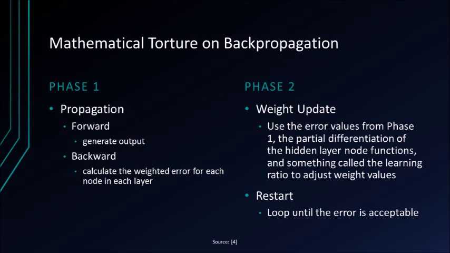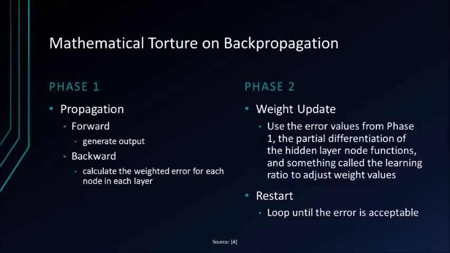Phase 1 is propagation, where it is split into 2 different parts. Part 1 is forward propagation, where it generates that first output. Part 2 is backward propagation, which takes the calculated error based on the output desired and the output obtained, and calculates the individual error for each individual node in the entire system. Phase 2 updates the weights associated between each node using the error from Phase 1, the partial derivative of the functions in each hidden layer, and something called the learning ratio, which we will show you.